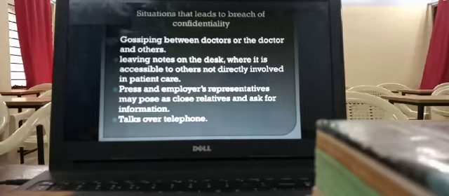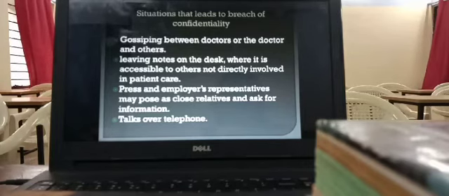Secondly, sometimes physicians can forget, which we can call medical negligence or carelessness.